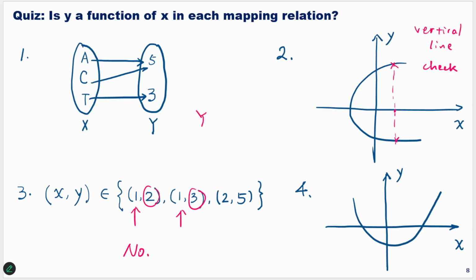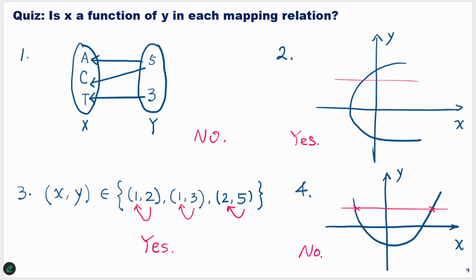Okay, so this is a function. Oh, sorry, this is not a function. And this is a function. So when we're talking about function, be careful about the direction of the mapping relation. If you change the direction, you might end up with different conclusions.